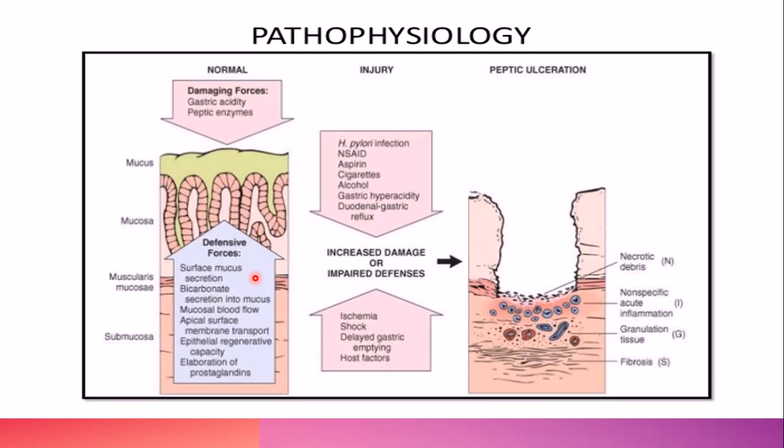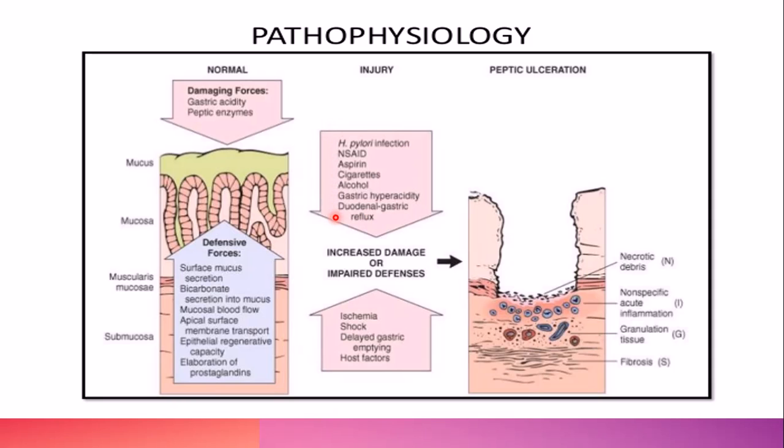So these are the defensive forces our body has already. Now, in case of injury, this injury could be a Helicobacter pylori infection bacteria, this could be aspirin, or this could be any other painkiller medicine that has been taken or misused by the patient over a long period of time. Then cigarettes and alcohol, gastric hyperacidity, that is because of hypersecretion of HCl. Then duodenal gastric reflux, that is GERD, or maybe in case of gastritis. So these are the factors which we are calling causes.